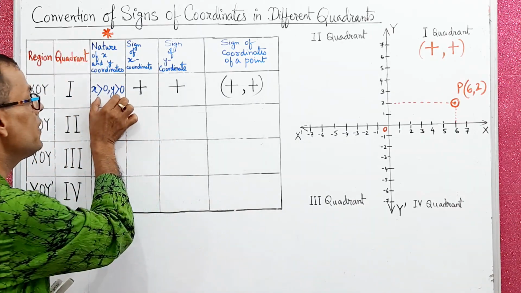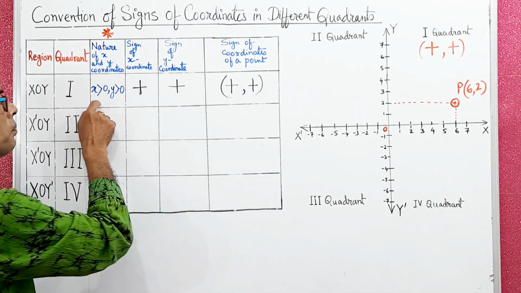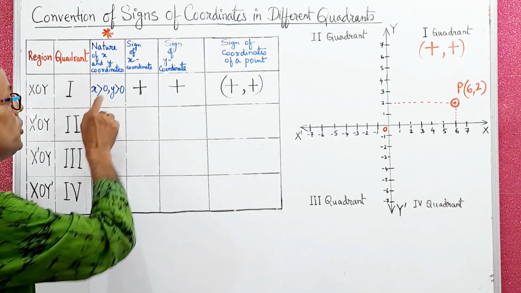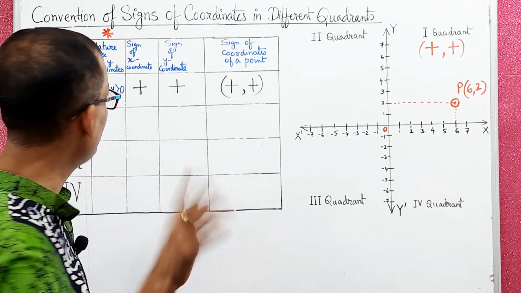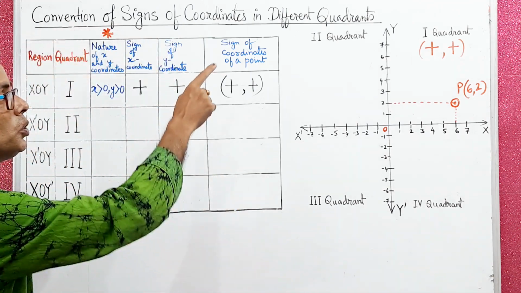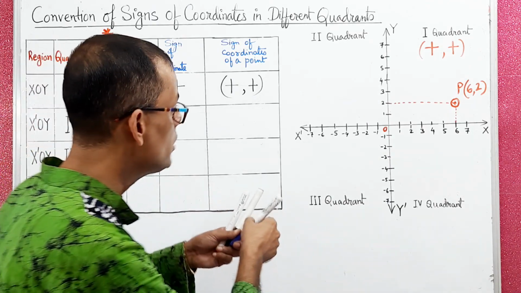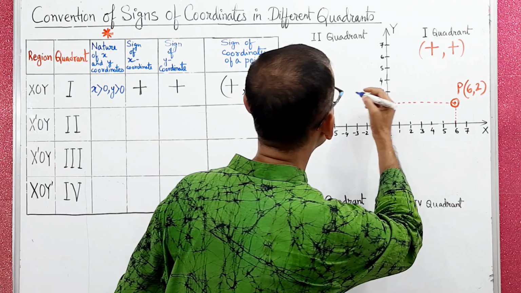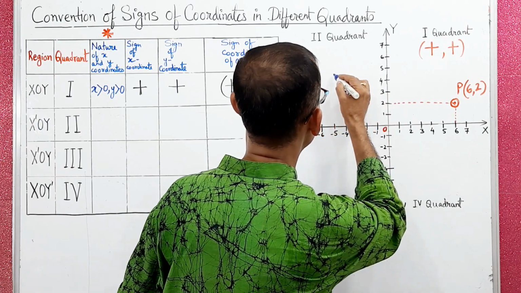So this is very, very important. Teacher sets questions based on this part only. Okay, so you have to be very careful. The value of x will be greater than 0 and the y value also will be greater than 0. Now we will come to the second quadrant. The region is X'OY. So suppose I take a point, this one, suppose Q.